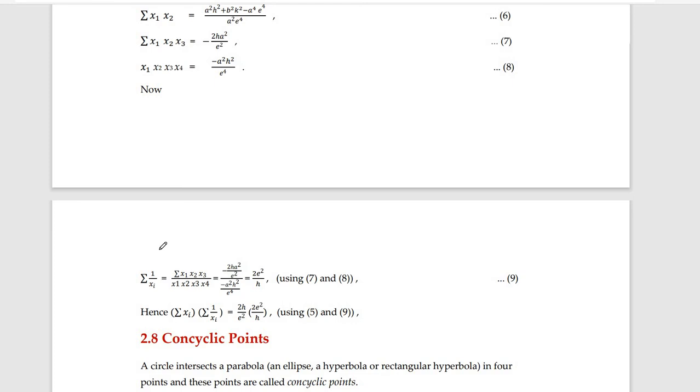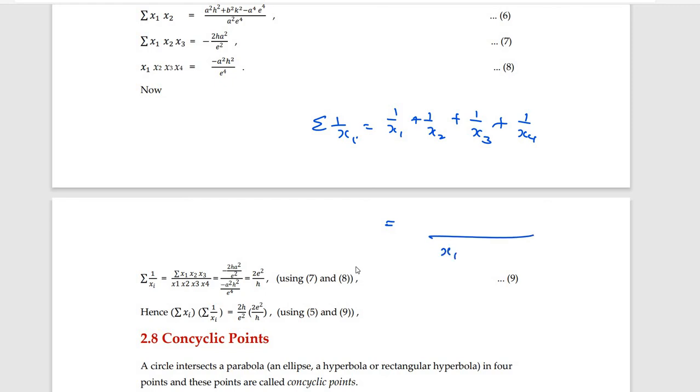Now our job is to find summation xi, that is obviously present. Summation 1 by xi we need. So summation 1 by xi is 1 by x1 plus 1 by x2 plus 1 by x3 plus 1 by x4. When we take LCM, we have in the denominator x1, x2, x3, x4. Coming to the numerator, you will have summation x1, x2, x3, 4 terms will be there. This is what we have, and this is your S3 and this is your S4.